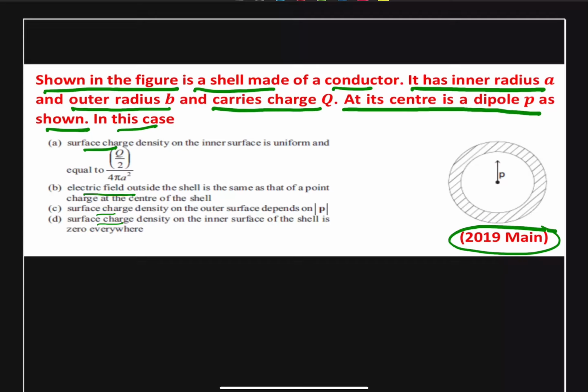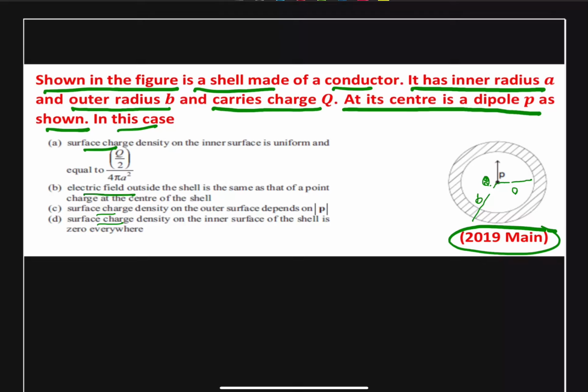Okay. And in this case, remember the figure is given to us. We are given that the inner radius is A, outer radius is B, and there is a dipole inside, and along with that there is a charge Q at the center. Okay. And here we are given that center also has a dipole. So first of all, let's find out what will be the electric field outside the shell.